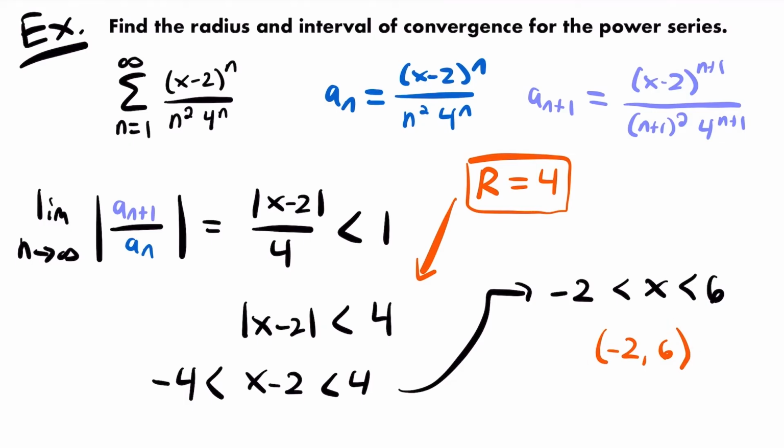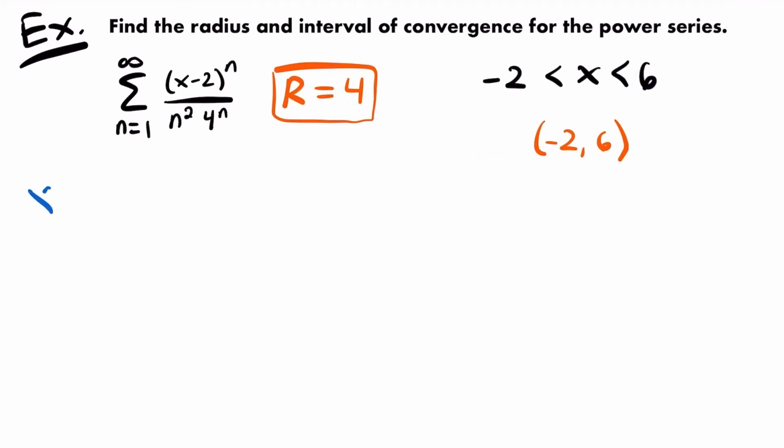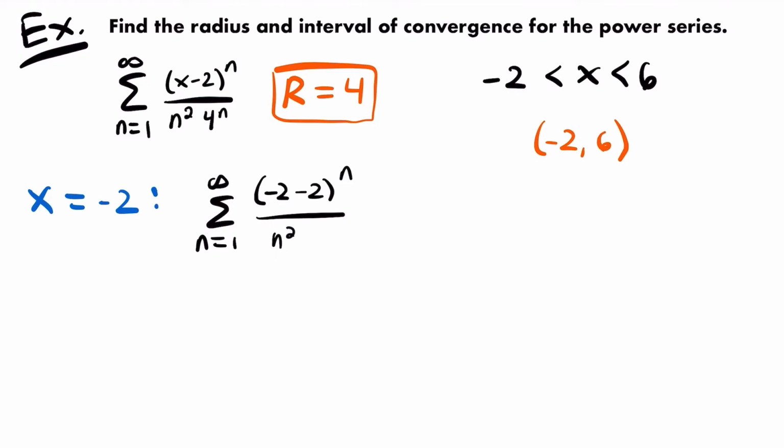Okay, and so let me show you what I mean. If I clean up my work here, let's start by checking the endpoint x equals negative 2. When x equals negative 2, our power series will look like this. We'll have the sum from n equals 1 to infinity of negative 2 minus 2 to the power of n divided by n squared times 4 to the power of n, right?